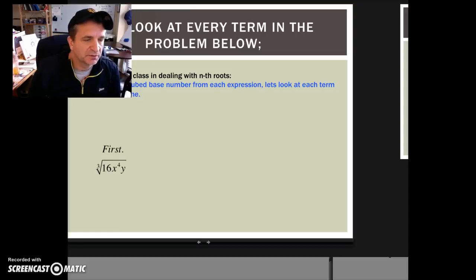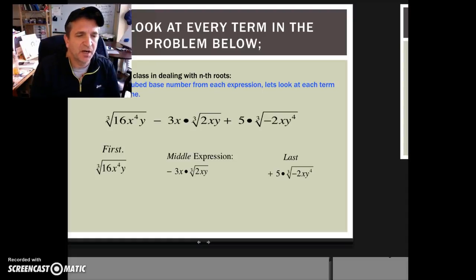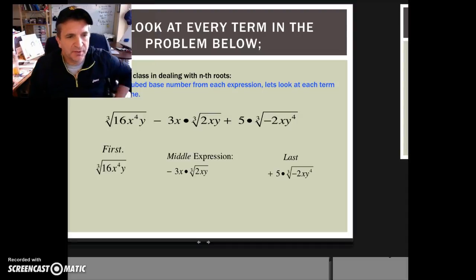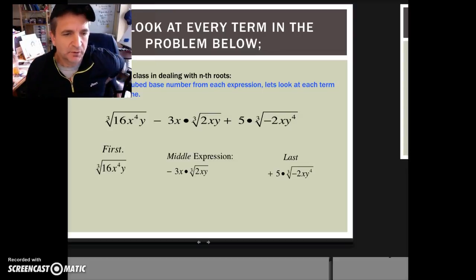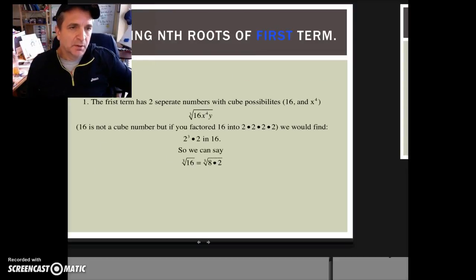The first step is, let's look at the first expression, the middle expression, and the last expression of that problem. I broke it into three parts. So there's the problem itself, number 47 I think it was, and I broke it into three different parts: first, middle, and last. Let's look at the first.